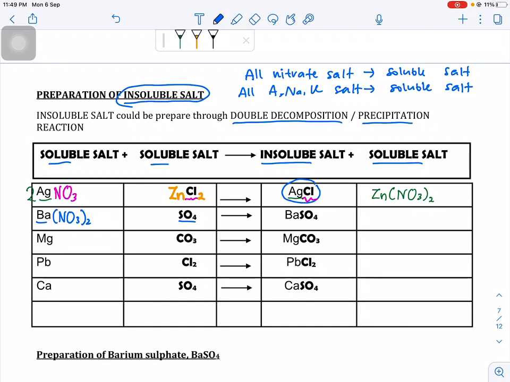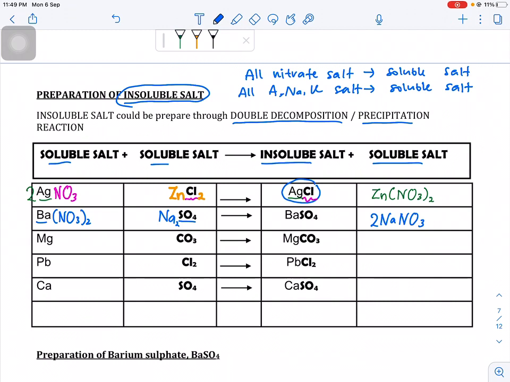So if I use barium nitrate, the next soluble salt I can choose is sodium sulfate. But make sure the formula is correct. So my insoluble salt is barium sulfate and another soluble salt is sodium nitrate. Make it balanced. Put two here. Okay, it's balanced.